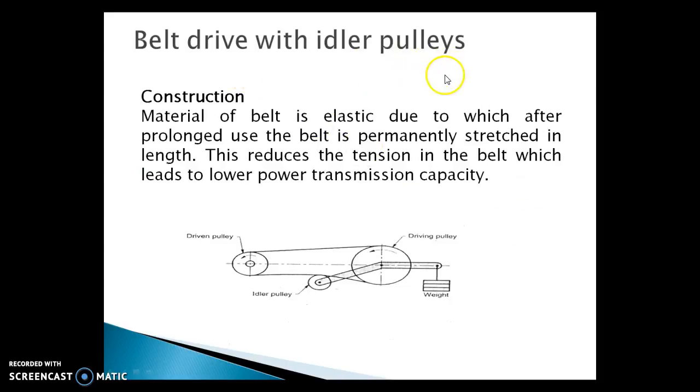Belt drive with idler pulleys. Sometimes, since it is the tight side, this gets loosened. So in order to maintain the stiffness, we can use an idler pulley which is connected to a lever, and the other side is connected to a weight. This weight pressurizes the idler pulley over the tight side of the belt, which maintains the stiffness. The material of the belt is elastic, due to which after prolonged use the belt is permanently stretched in length. This reduces the tension in the belt, which leads to lower power transmission capacity.